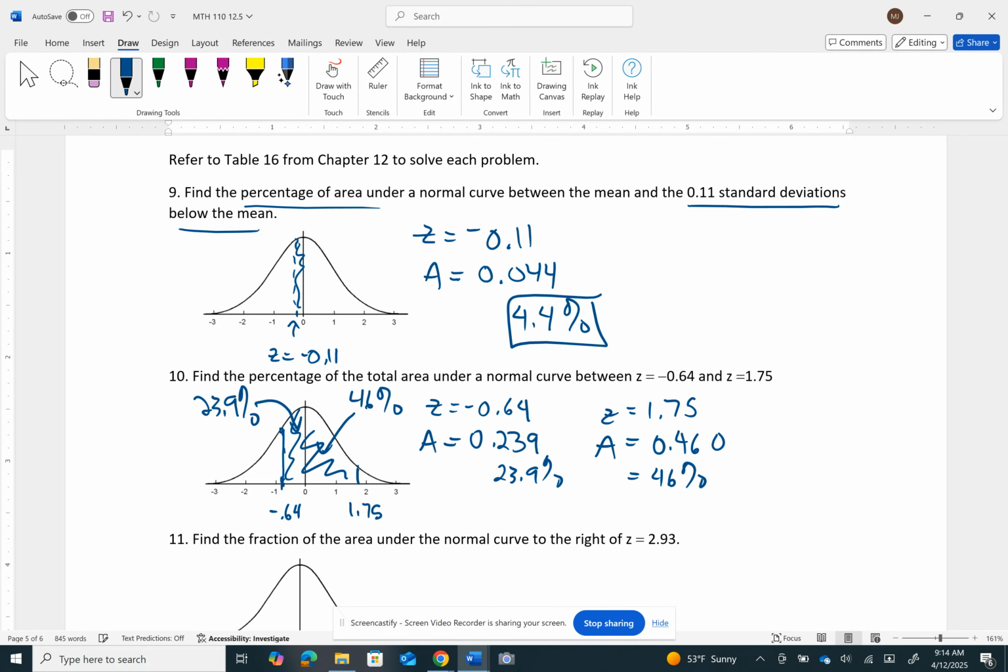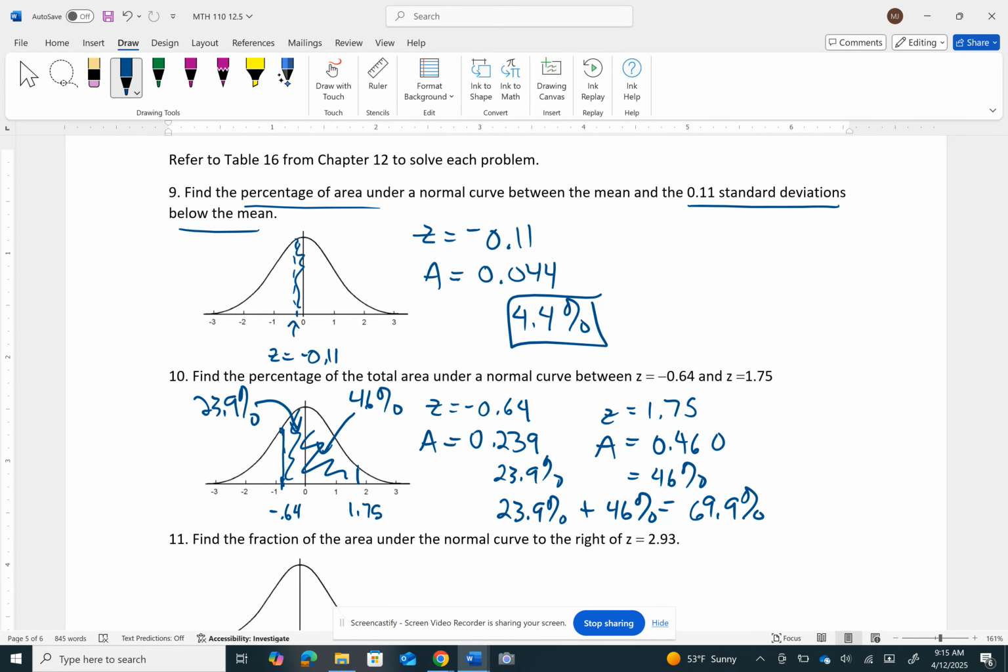And you notice those z-scores were on opposite sides of the mean. Notice to get the percentage of the area that would be between those two, you would need to add those two. And they do want a percentage, so just leave it as a percent. And you wind up getting 69.9%.